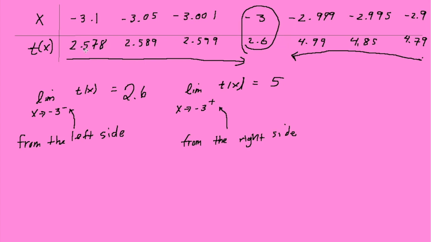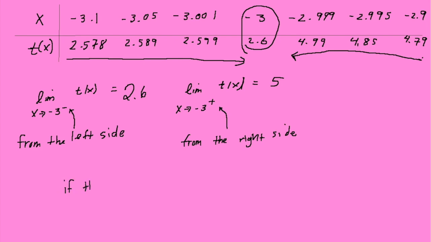So from the left side, it makes sense. Yeah, it's heading toward 2.6, then it becomes 2.6. From the right side, even though it goes up, it looks like it's going toward 5, and that's why we can say the limit is 5. However, when these two things are not equal to each other, so this is something very, very important.